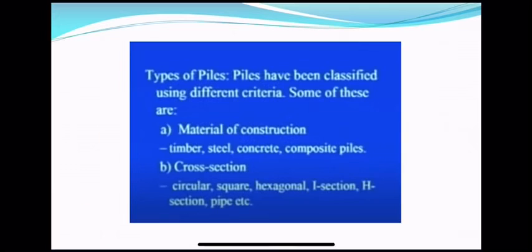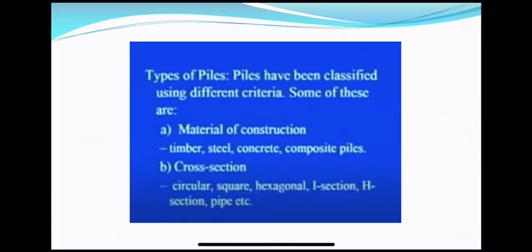Now, the types of piles, depending on their function and method of construction, have been divided into various categories, because we have seen just now how piles transfer load. If the load is transferred through end bearing, it is called an end bearing pile. If the load is transferred through friction, it is called a friction pile. Then there are laterally loaded piles, anchor piles, tension piles, compaction piles, etc.